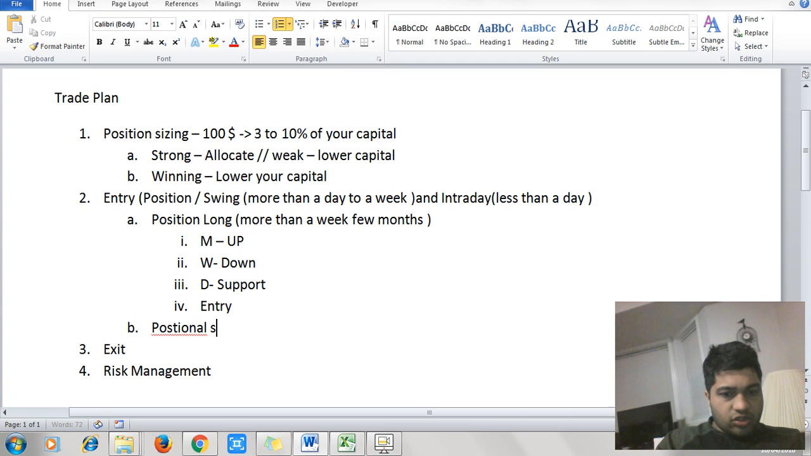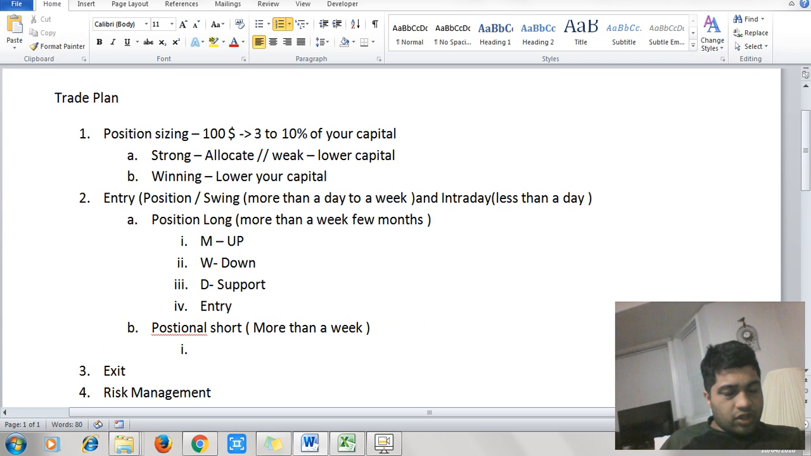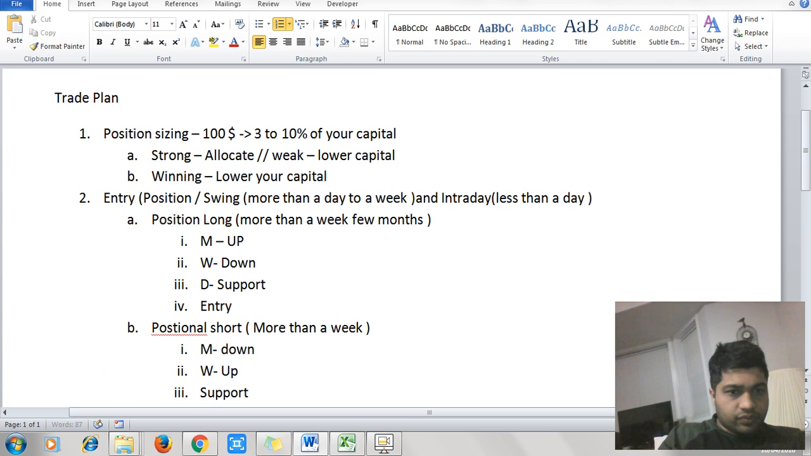Next is positional short. Positional short is more than a week, again a few months, but you are going short now. Going short means look at the monthly chart, it should be in the downtrend. Look at the weekly chart, it should be in the uptrend. Look at the daily chart for resistance. Resistance is your entry.